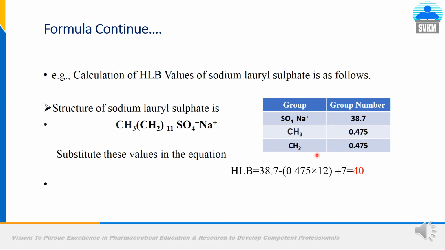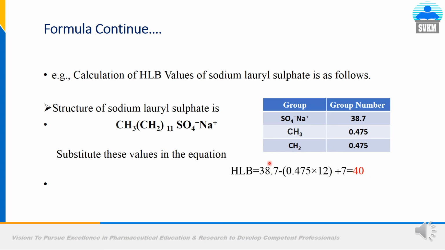After assigning the group numbers, we have to use them. We know that CH3 and CH2 impart lipophilicity to these compounds, and the other group imparts hydrophilicity. So sodium lauryl sulfate has both a hydrophilic and a lipophilic portion, which is why it is amphiphilic in nature. When we substitute these values into the formula, the summation of the hydrophilic group numbers minus the summation of the lipophilic group numbers plus 7, we get the HLB value of the given surfactant molecule.